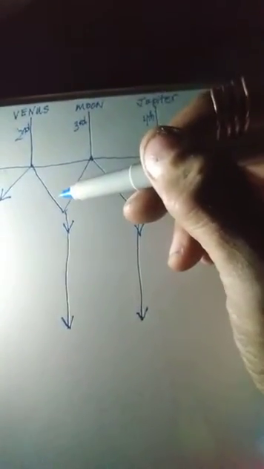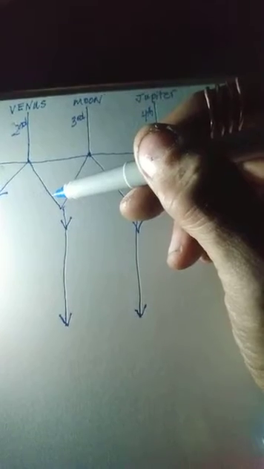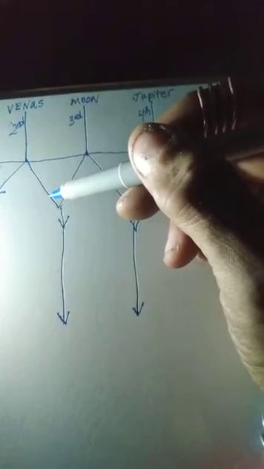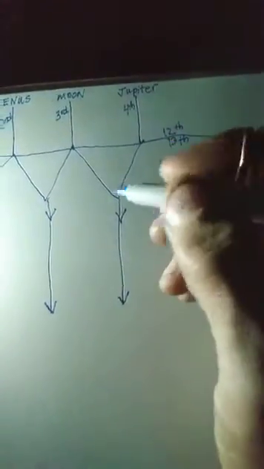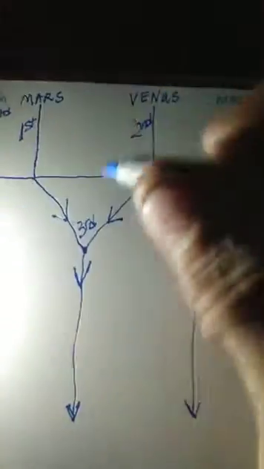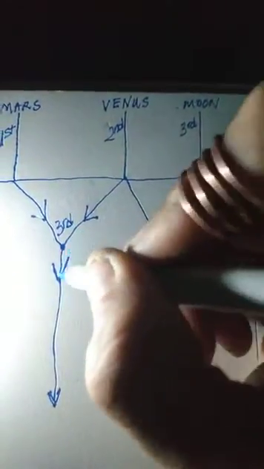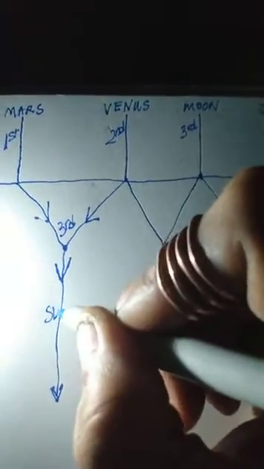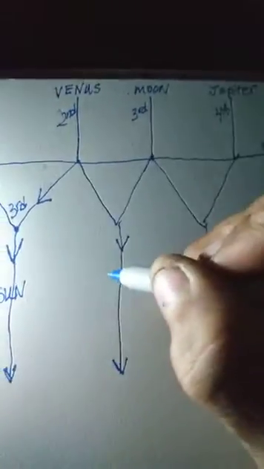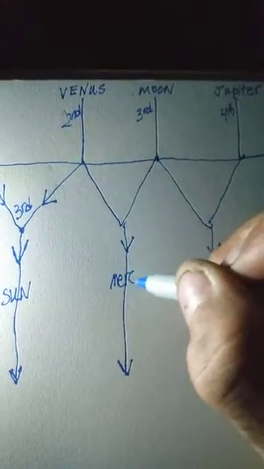and it becomes, in the thirds, these 3s, which are the energies of Sun, Mercury, and Saturn. So this is what we got here: Sun, Mercury, and Saturn.